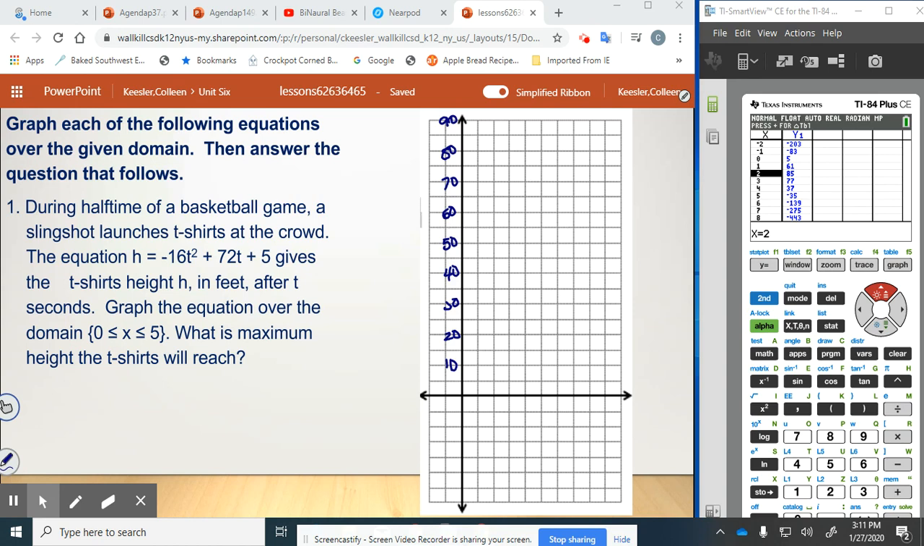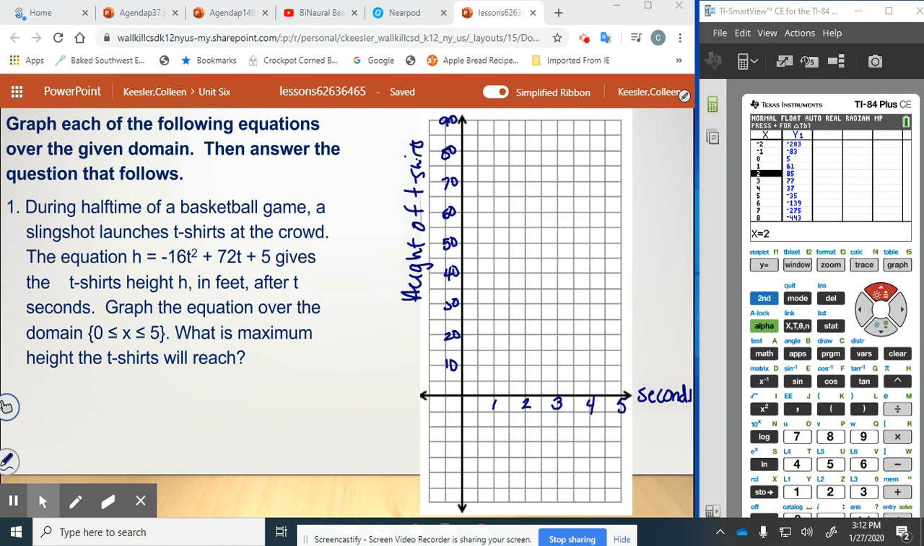Keep in mind that this is the height of the t-shirts, and that this is the seconds that it's been launched, seconds after launch. All right, so we can leave that seconds. If we wanted to, we could spread it out a little bit and do 1, 2, 3, 4, 5. Might as well use the space and spread it out.